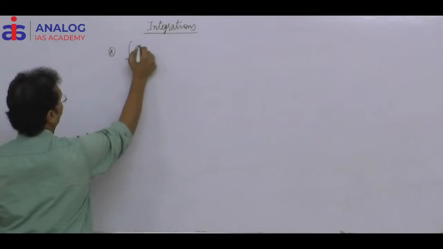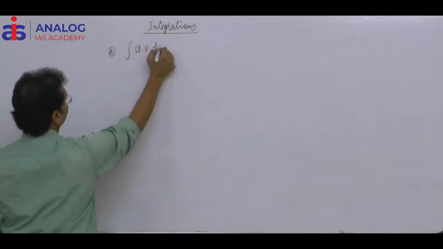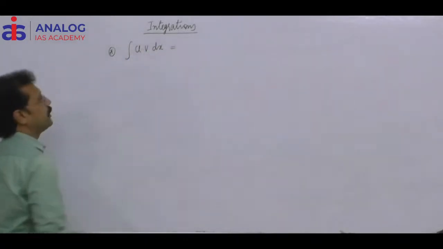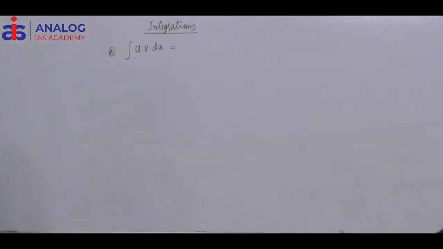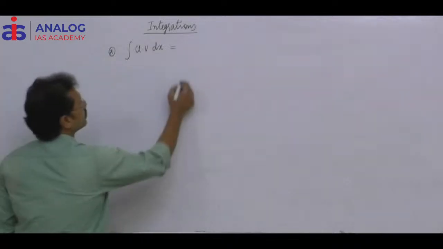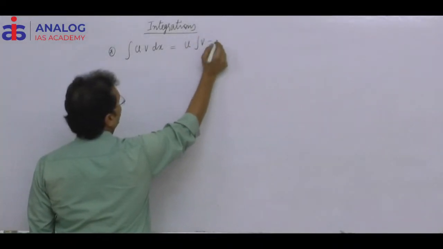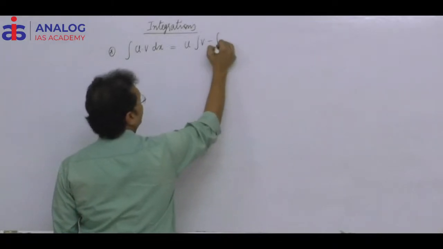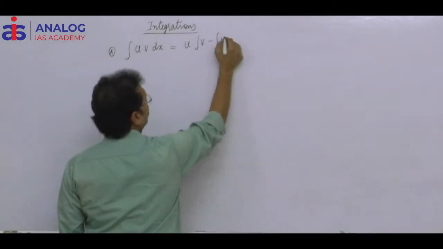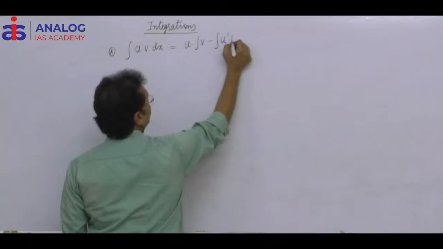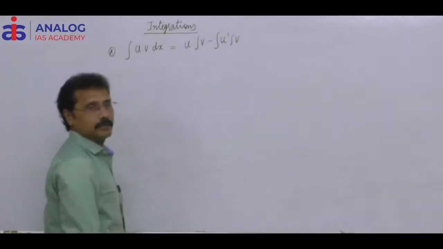integral of u into v, where u and v are both functions of x. What is this? It is u into integral of v minus integral of differentiation of u into integral of v. Is that okay?